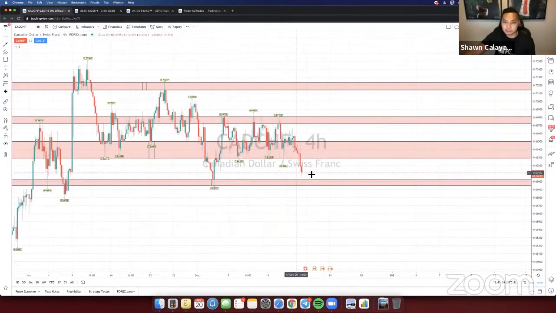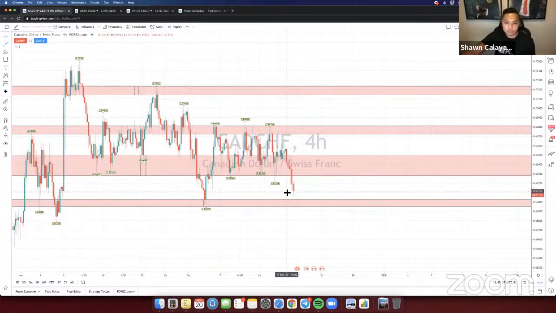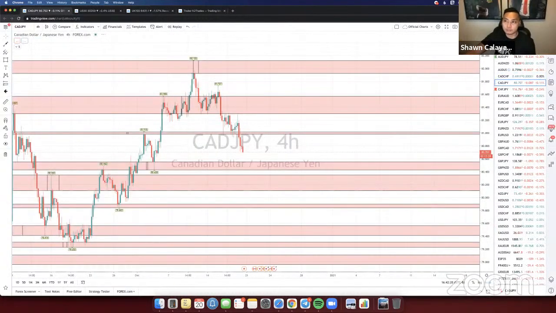So price is currently within these two structures right here, where this upper zone is going to be 0.69281 and this lower zone down here is going to be 0.69023. Once price breaks the structure down here and closes below it, then we can anticipate it to drop even further. So that's it for CAD CHF right there. Hopefully you guys got that zone. Move on to the next one, CAD JPY.